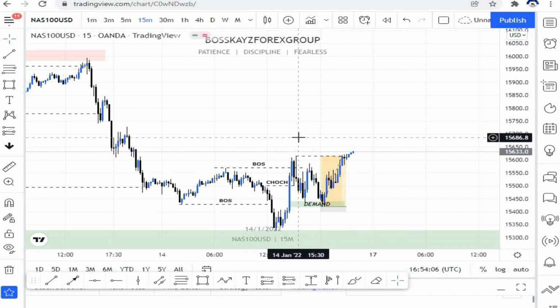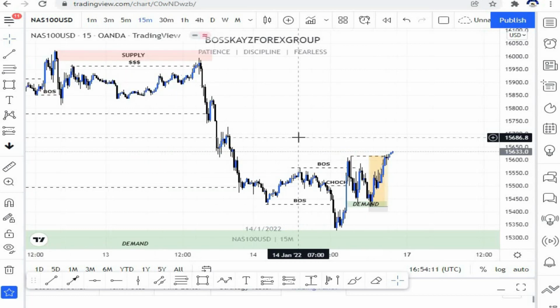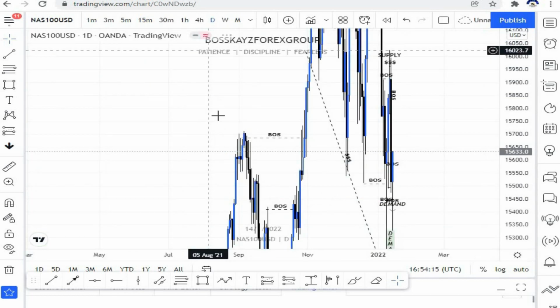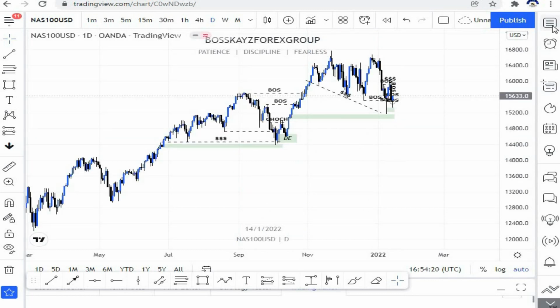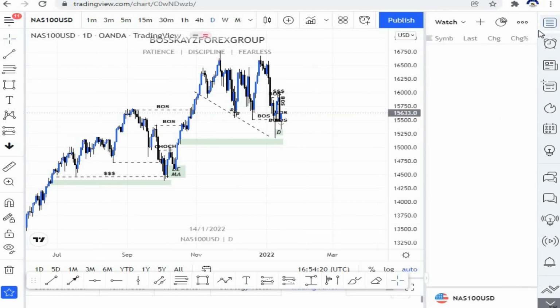So the first thing which you want to see or to understand is your market structure. You start from your daily, and then you go to your smaller time frame to look for that change of character. And now let's go to US30.